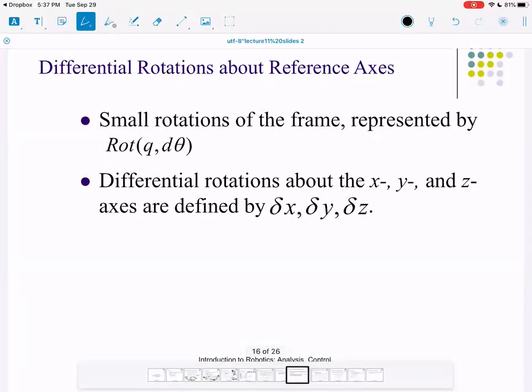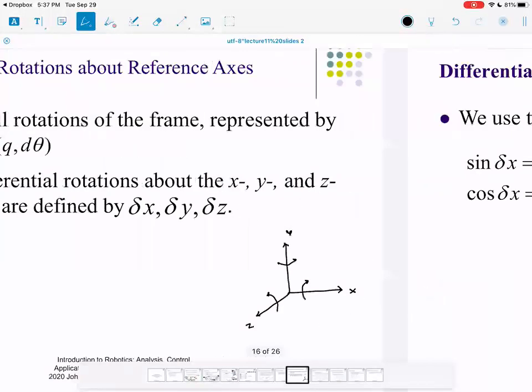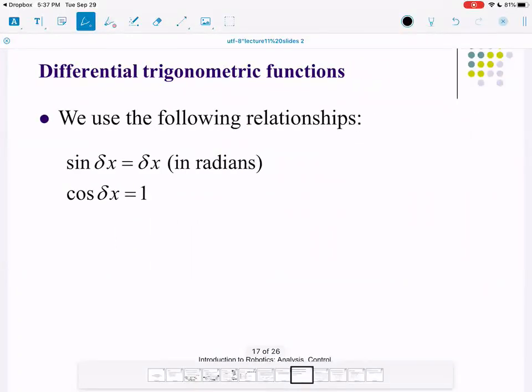Now, what do I mean by differential rotations? Suppose you have a coordinate system x, y, and z. You rotate about x, about y, or about z. But please note, these rotations have to be small. They cannot be super large, because differential rotations imply that these rotations are very small so that they can be treated as commutative rotations.